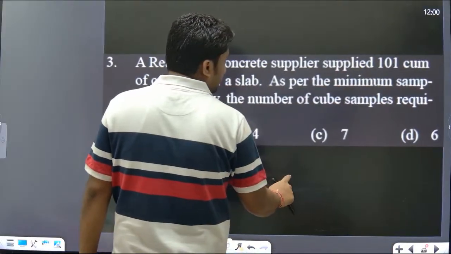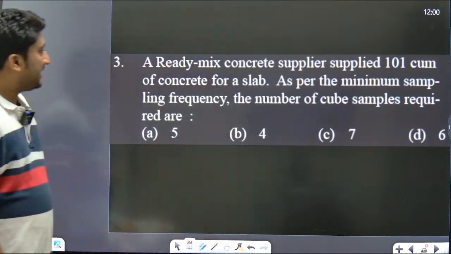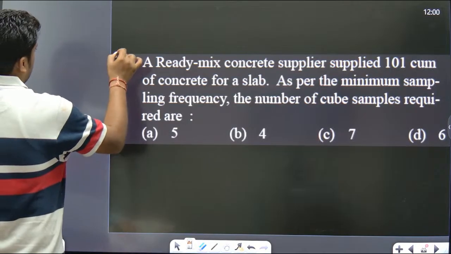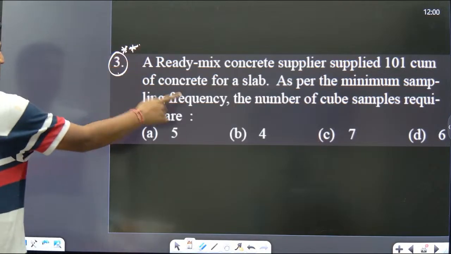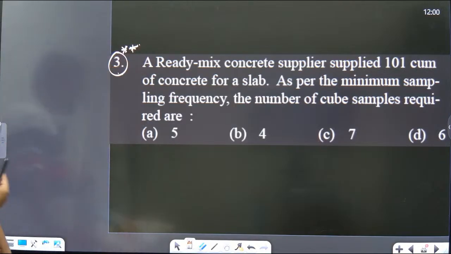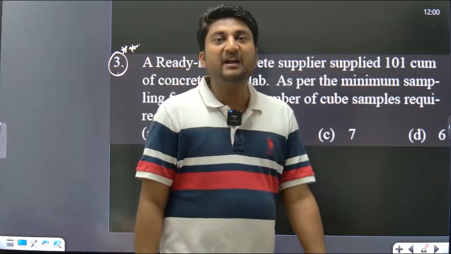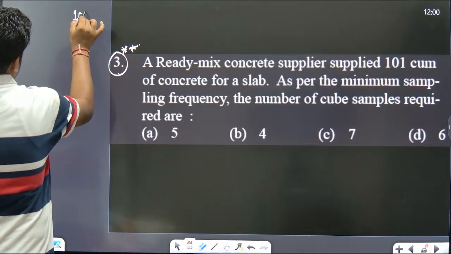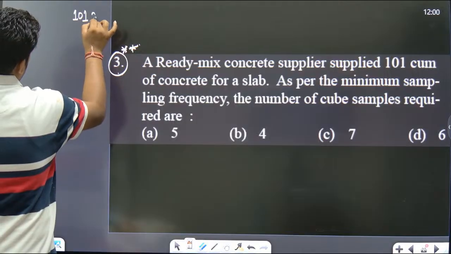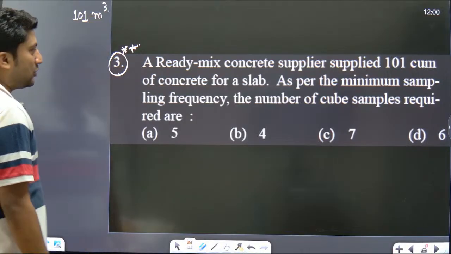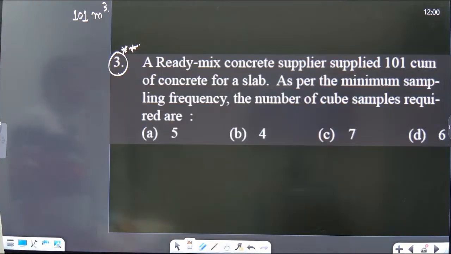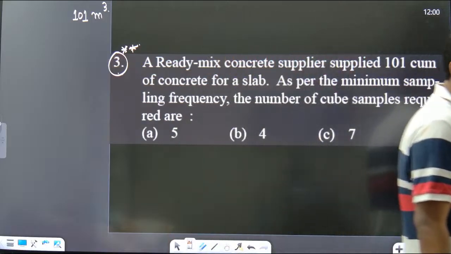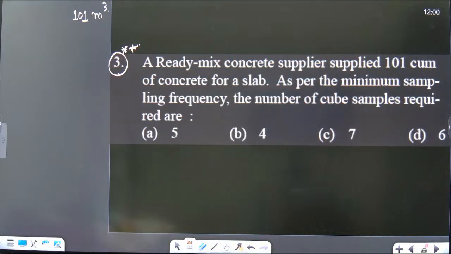Answer this question. A ready-mix concrete supplier supplied 101 cubic meter of concrete. This is also a very good question. Most probably you'll get this question in your examination. Let us suppose I am the supplier of the concrete and I have supplied 101 cubic meter of concrete to your site, specifically 101 cubic meter for a slab. As for the minimum sampling frequency, the number of cube samples required are. This is a practical question.